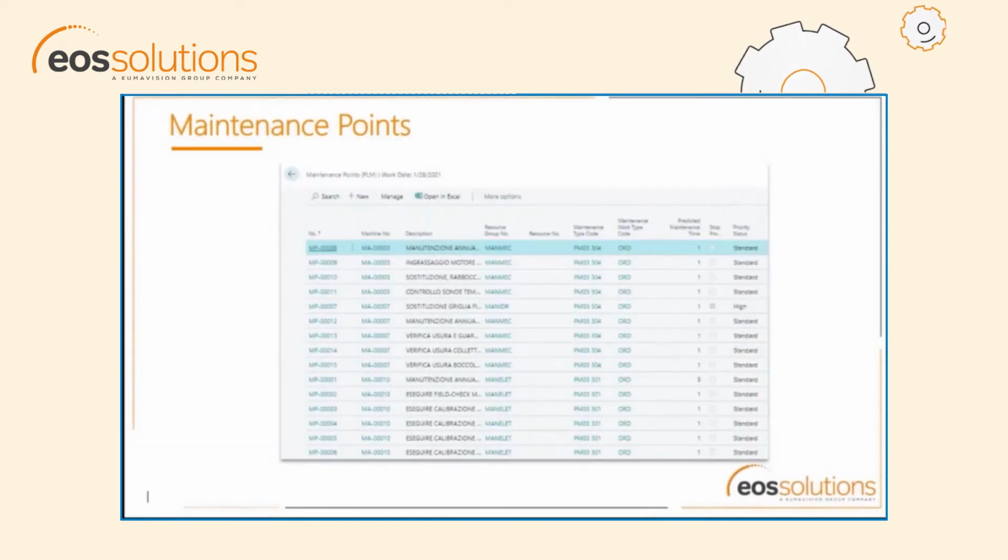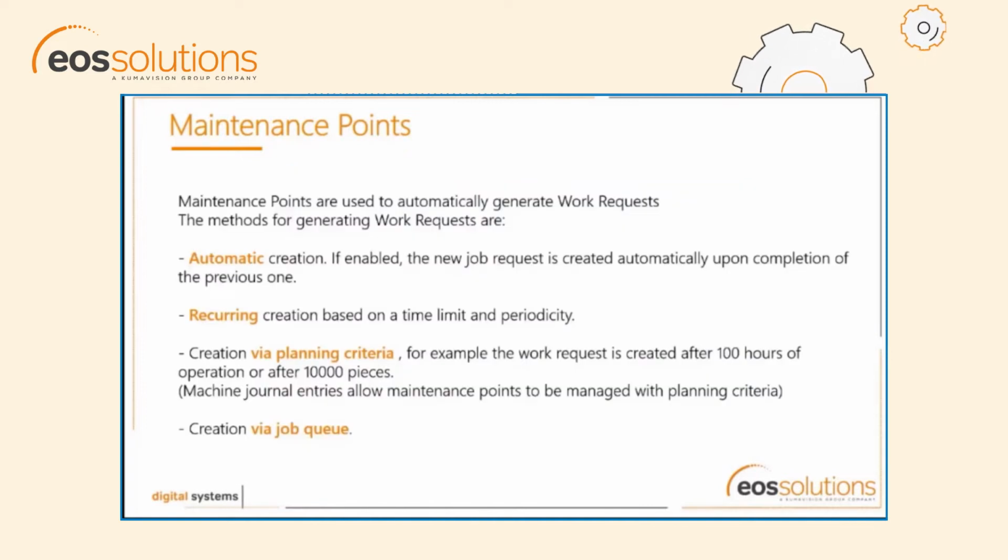Another very important point of the app are the maintenance points. As we said before, the maintenance points are used to automatically generate work requests that can be periodic, therefore linked to a time factor: every month, every year, every day, or linked to data that can be measured, every 10,000 pieces, every 200 liters, a filter or whatever. So, summarizing, the maintenance points are used to automatically create work requests.